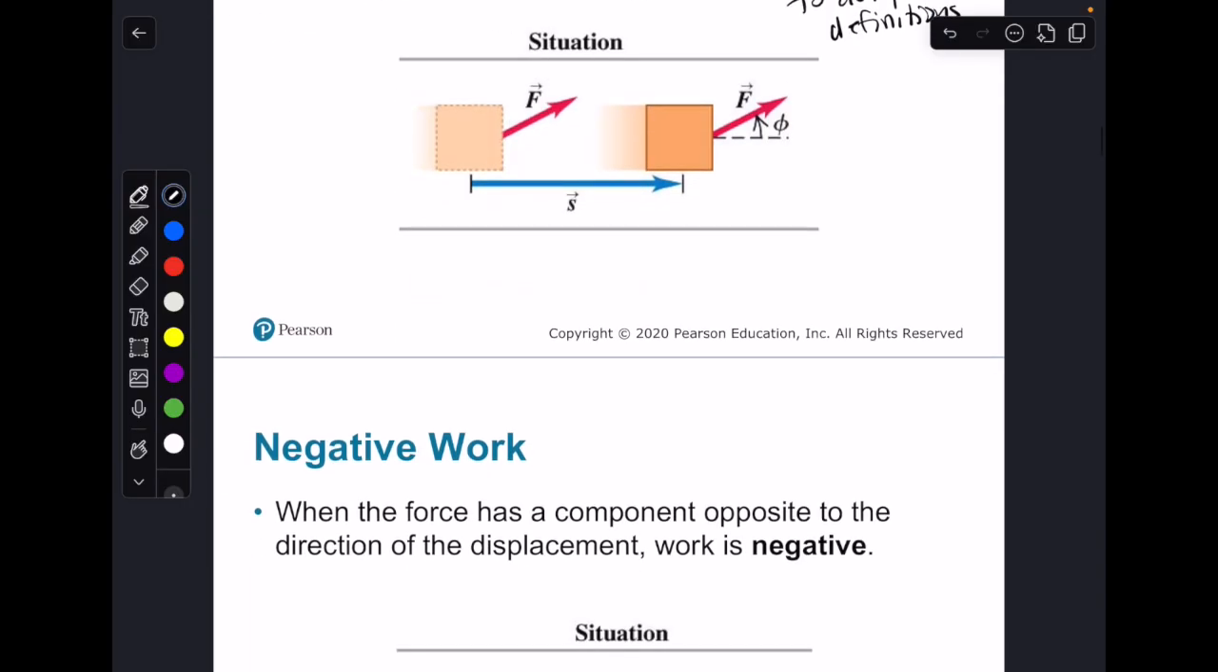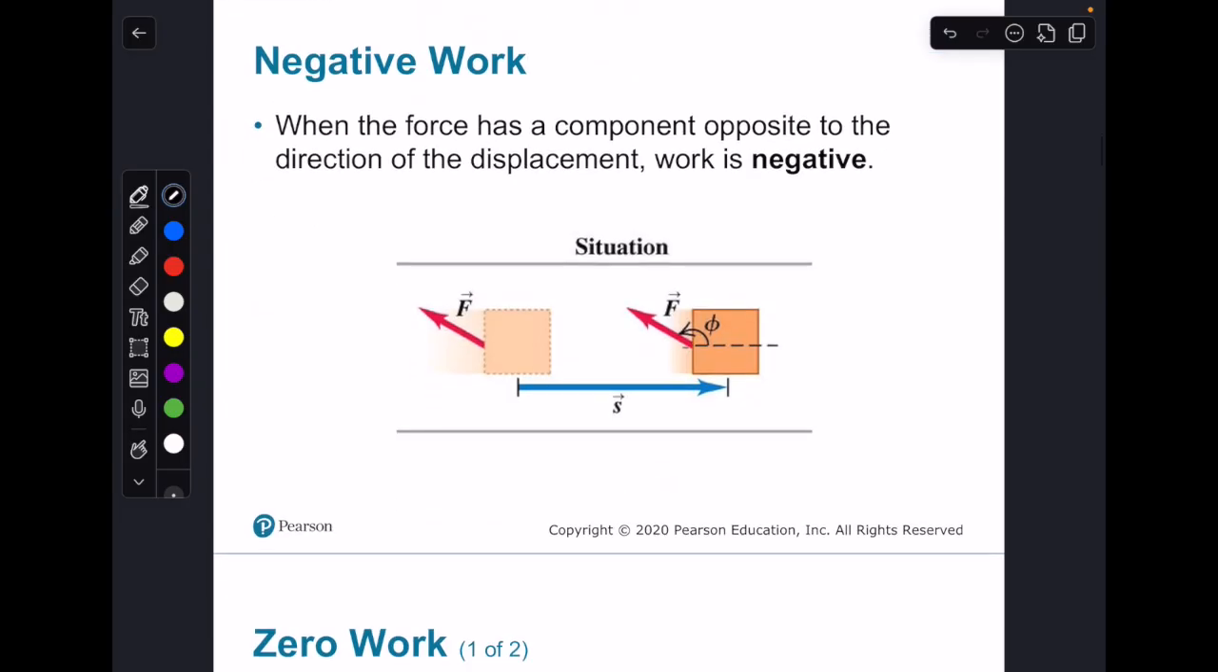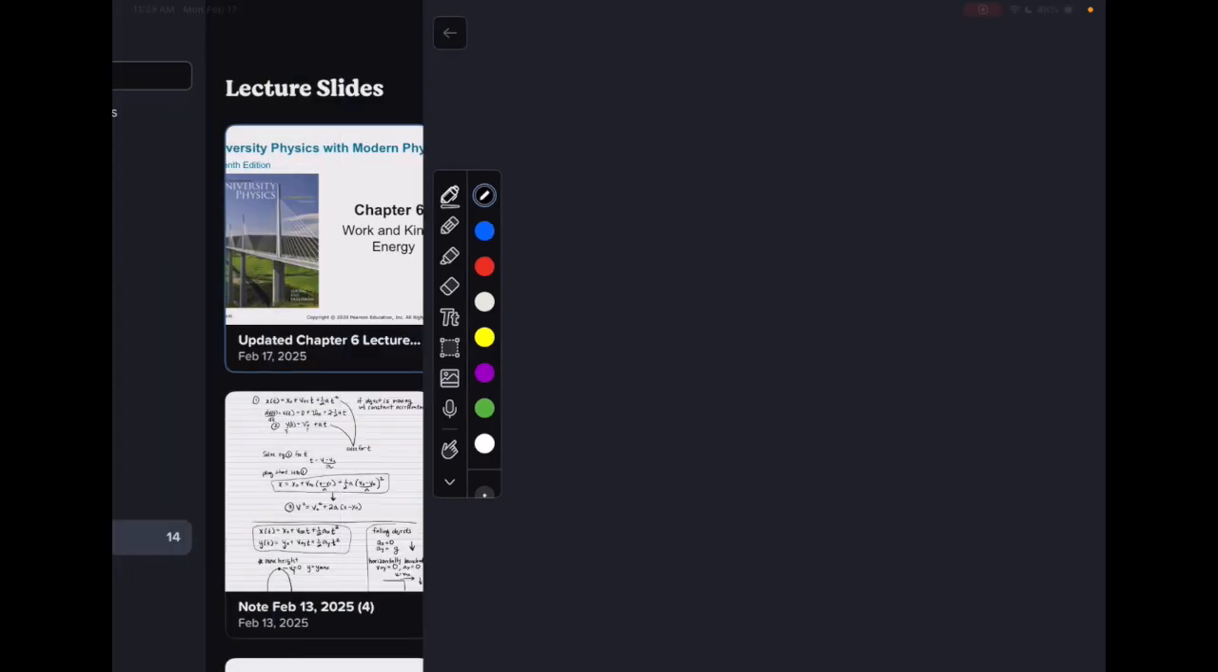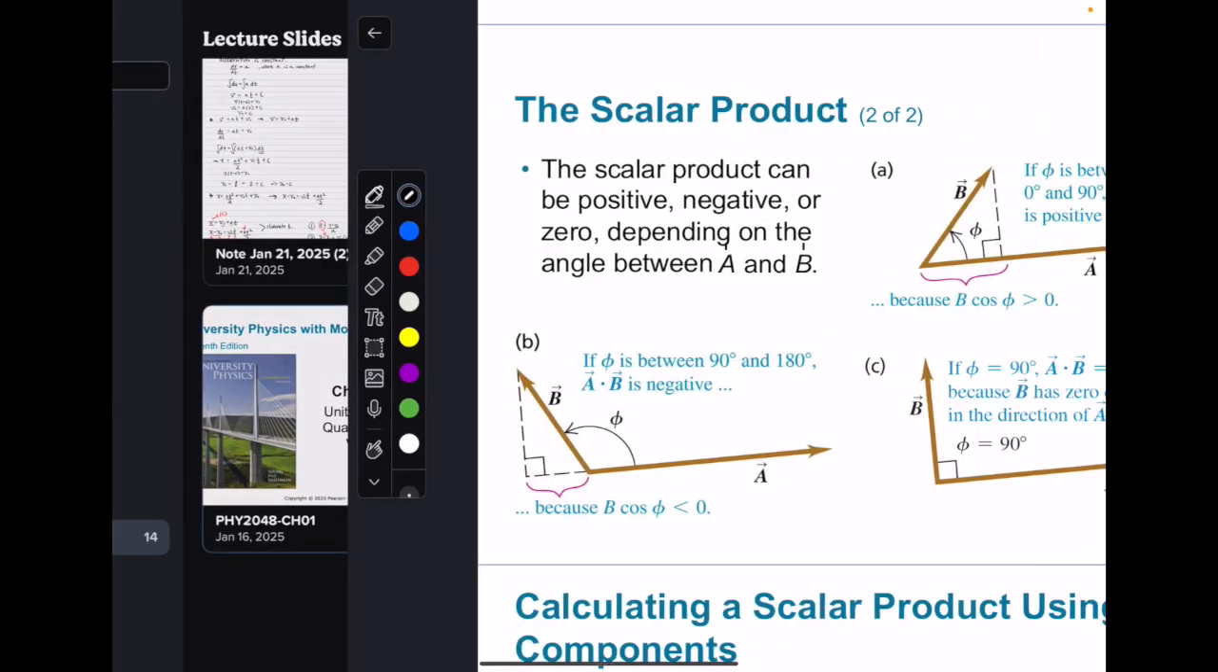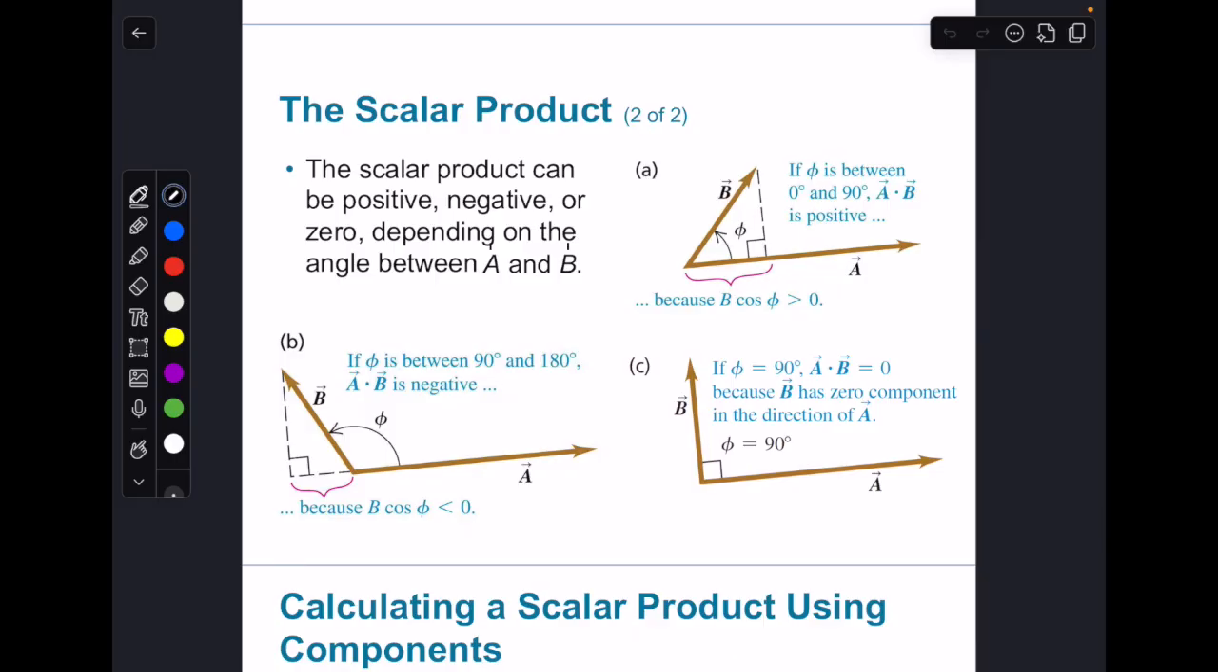Okay, and so what is negative work then? Negative work is when you apply a force that is not in the same direction, or it's anti-parallel to the motion, and the dot product of that would be negative, right? So actually, let me flip over to that slide that I'm talking about here for dot products. There it is right here.